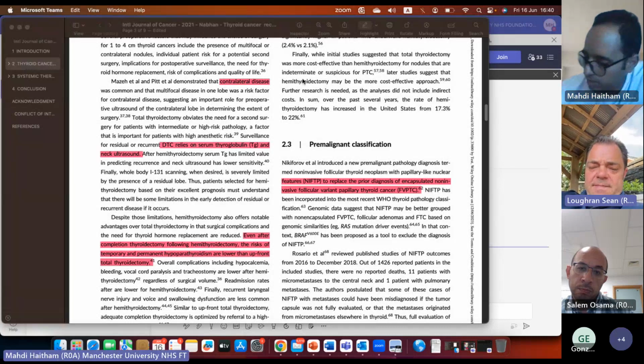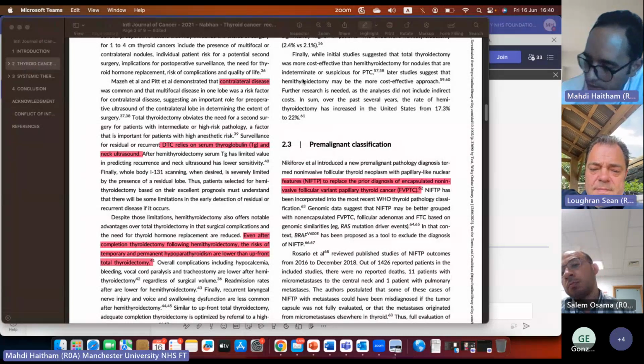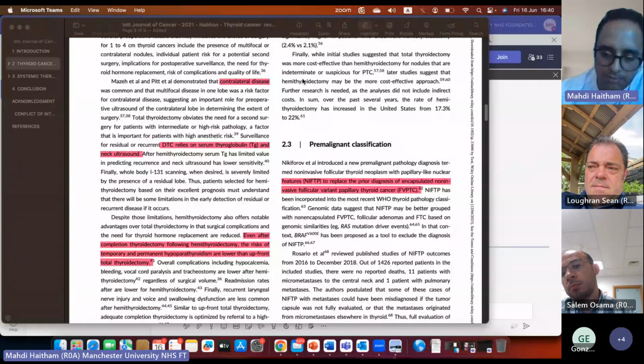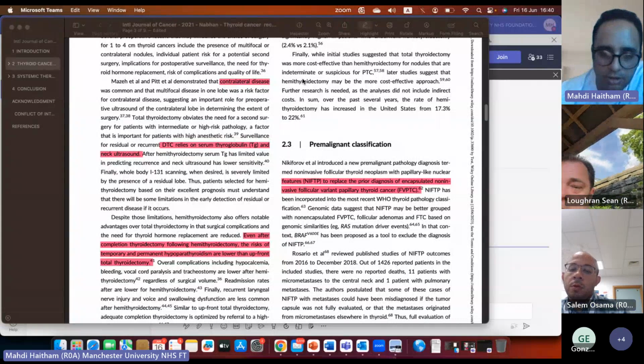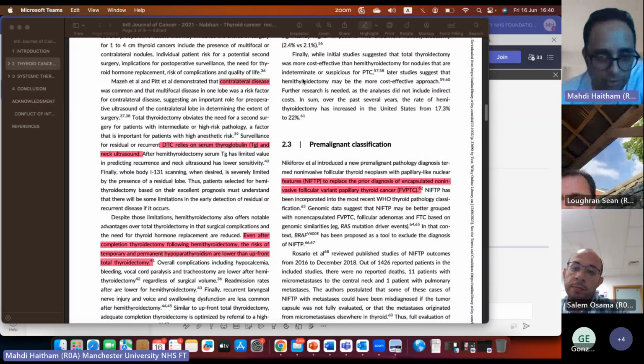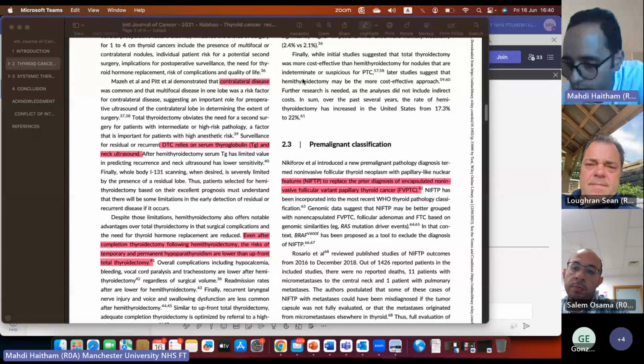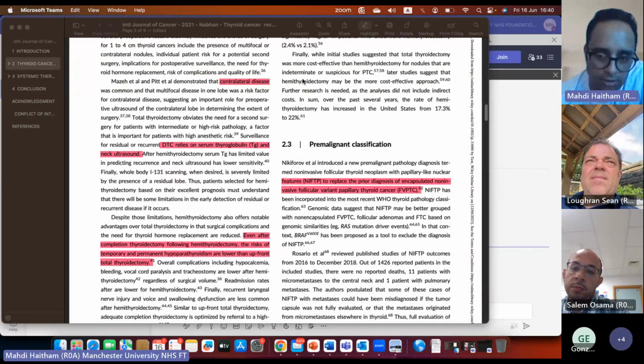Do you think of anything, Haytham? I think, Mr. Loughran, I discussed that with you before. Some patients, before surgery, you ask for the contralateral lobe ultrasound. If there are any contralateral nodules, even if it is U2, you will go for a total, I think, right?